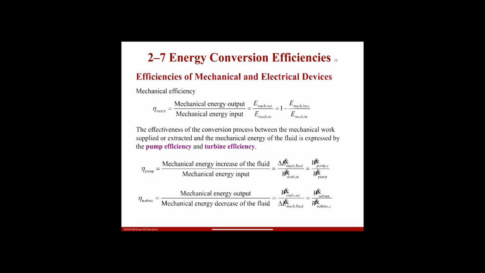The effectiveness of a conversion process between the mechanical work supplied or extracted and the mechanical energy of the fluid is expressed by the pump efficiency and turbine efficiency, okay? We always use that. And why is that? Because the pump will actually be the opposite of the turbine. The turbine will use the water going into the turbine to generate some energy. The pump will require some energy in order to give energy to that fluid, okay?